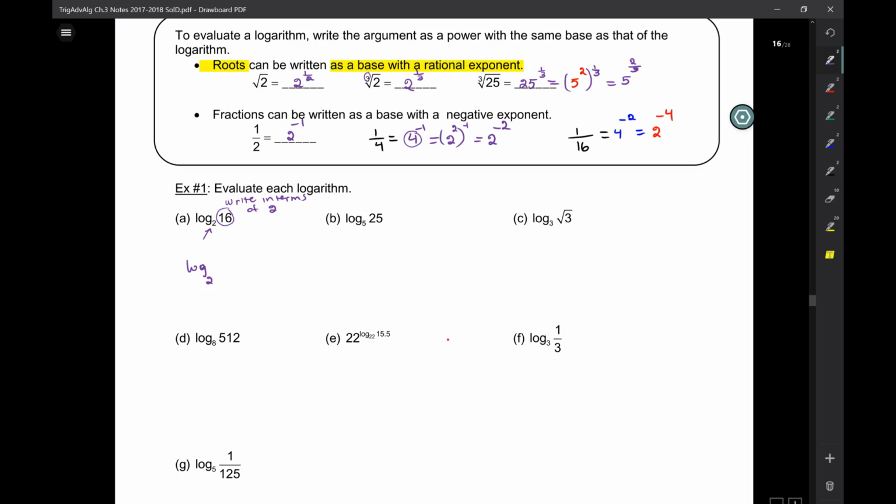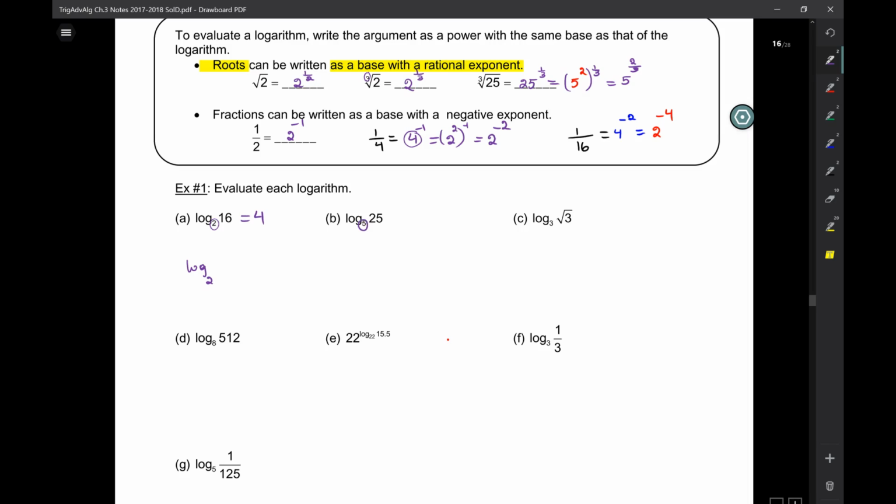So now, here is another way you could do it, the easiest way. What is this asking us? What should the exponent of 2 equal to in order for us to get 16? So what do you think? 4. Duh. Right? And if you do it that way, it's by far the easiest way to do it. You don't even have to rewrite anything that way.